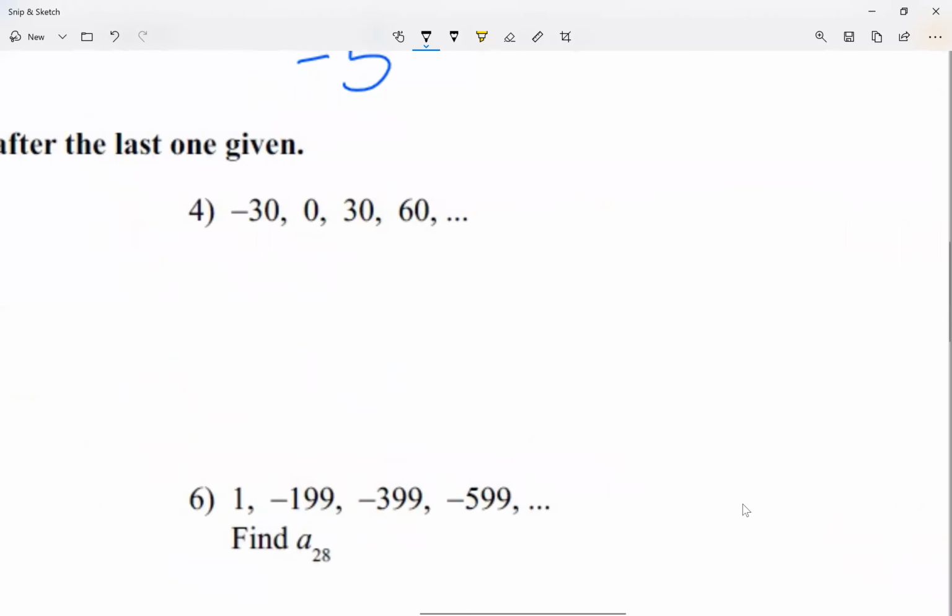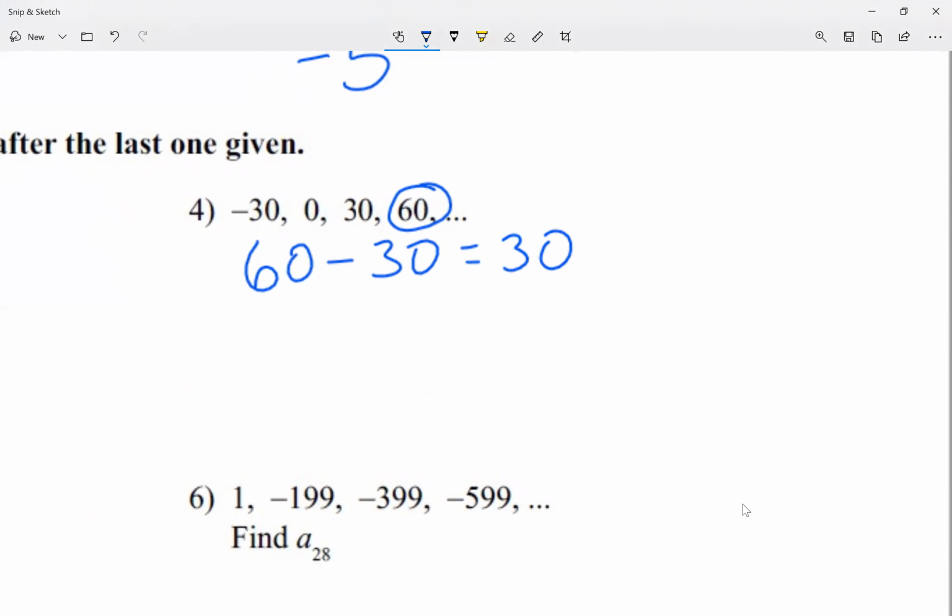All right, let's take a look at question number 4. First of all, let me find out what's the difference. The way I'm going to find the difference, I'm going to choose a number. I'm going to choose this number right here. 60 minus the previous number, in this case 30. 60 minus 30 is 30. So it seems like I keep on adding 30 each time. So I know the difference.